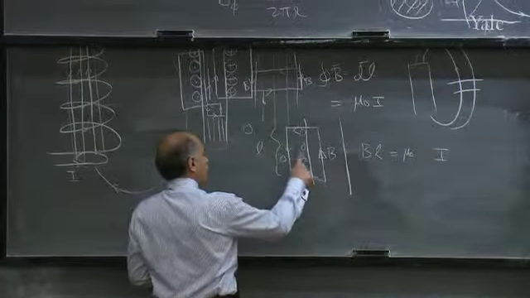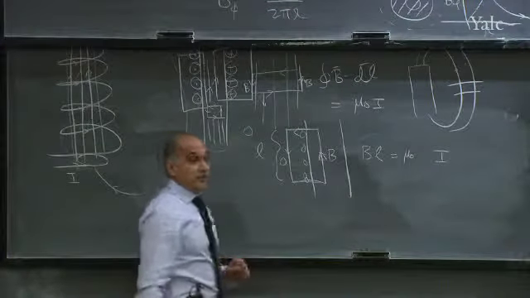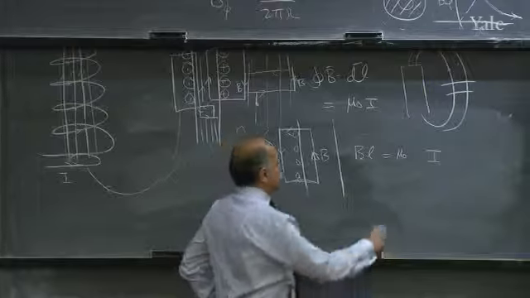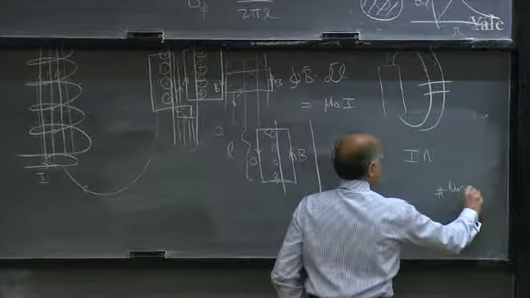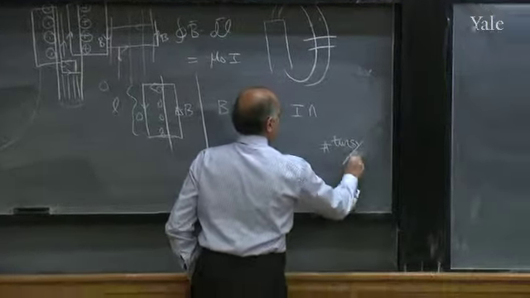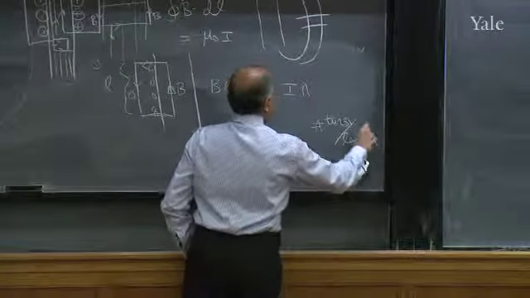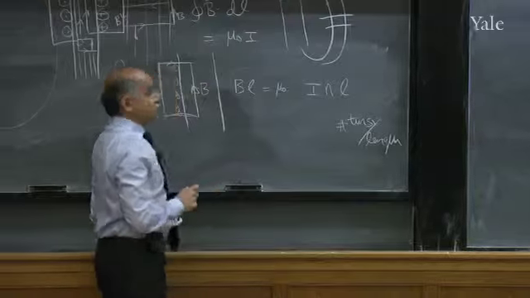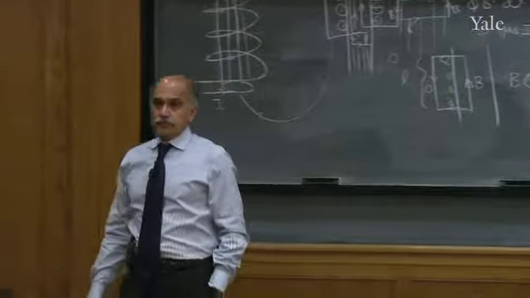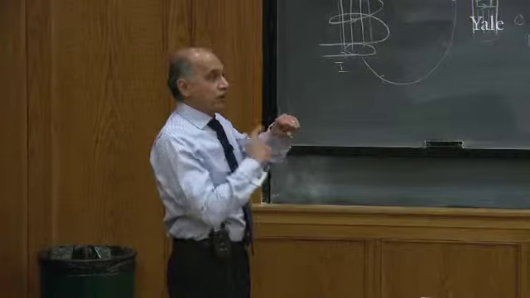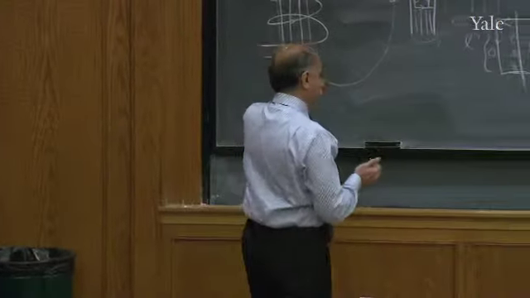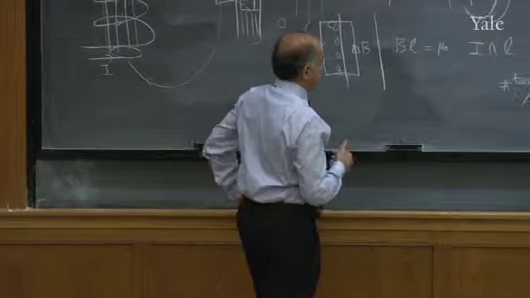So you've got to count the number of turns that got trapped in this length L. We use a symbol small n, which is the number of turns per unit length. Then it's going to be the number of turns per unit length times L. So that depends on how tightly you wound the coil. If you wound 100 turns per centimeter, well, that's 10,000 turns per meter.